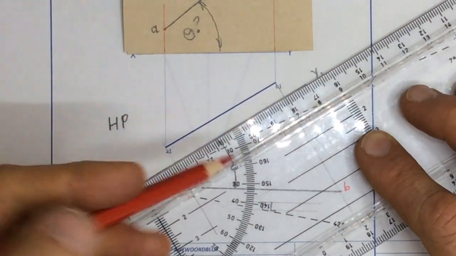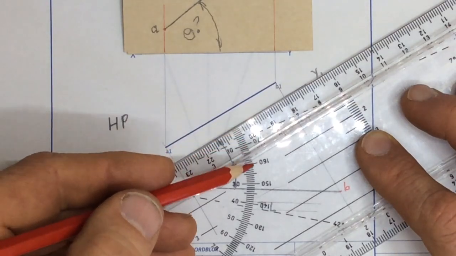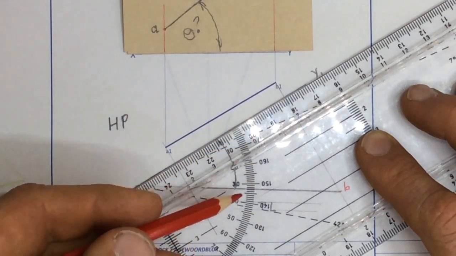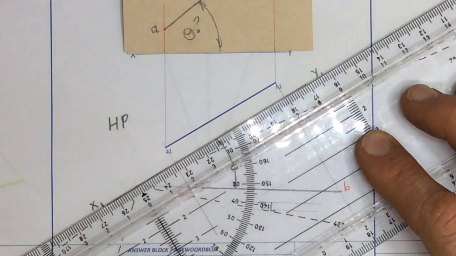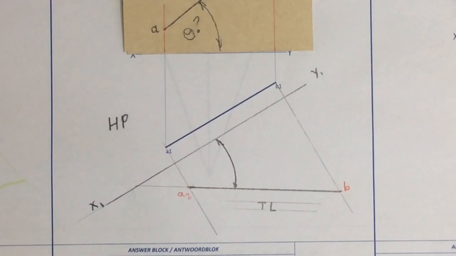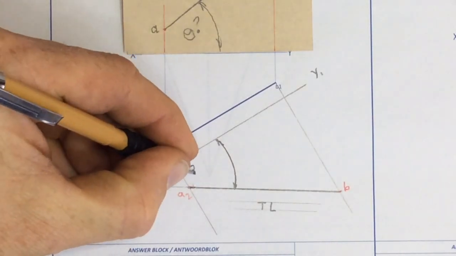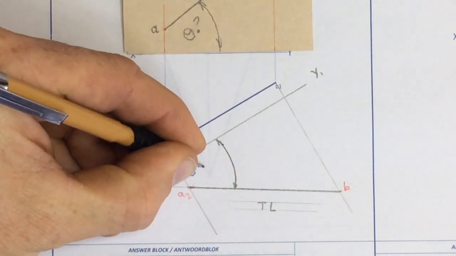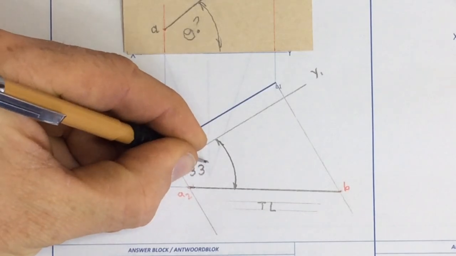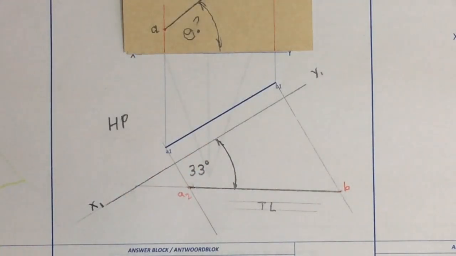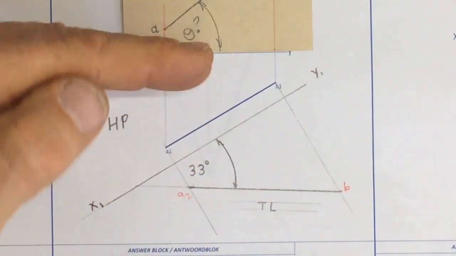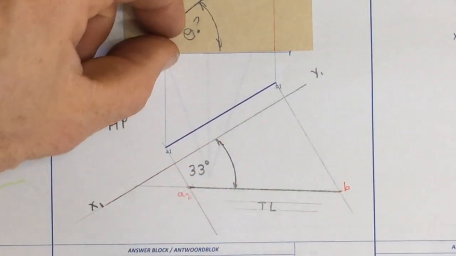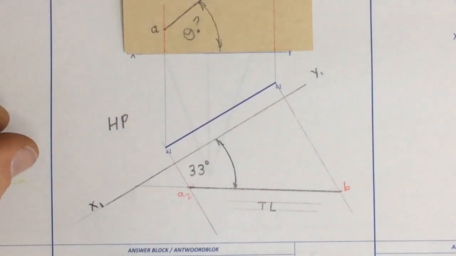Measuring from here, I'm measuring up 10, 20, 30, and I think it's about 32 and a half degrees. So I can write in over here 33 degrees. Just round it up. Right, there you go. There's your true angle of inclination to the horizontal plane, getting the information from this view that you're seeing on the vertical plane and transferring it down over here.